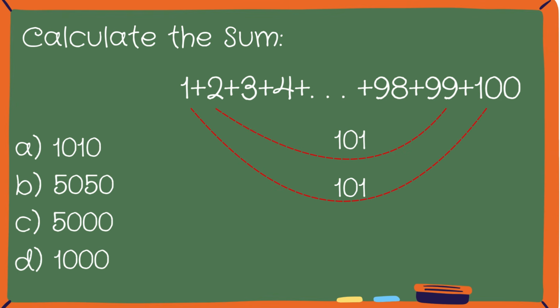And so if I keep adding the 3 with the 98, the 4 with the 97, all those sums will be 101. I ask you, that number 101, will it be repeated how many times? Well, if there are 100 numbers and they're consecutive, I'm going to form 50 pairs, then this will be the sum. It will be 50 multiplied by 101, and the result of this multiplication is 5050. That easy, answer letter B.